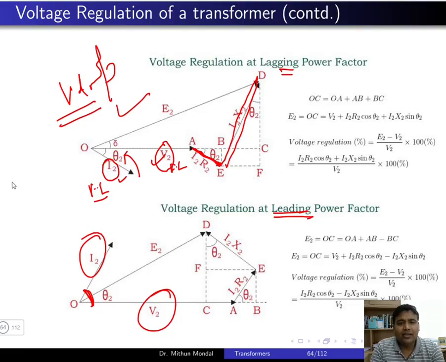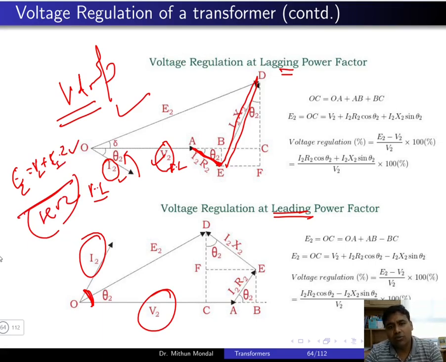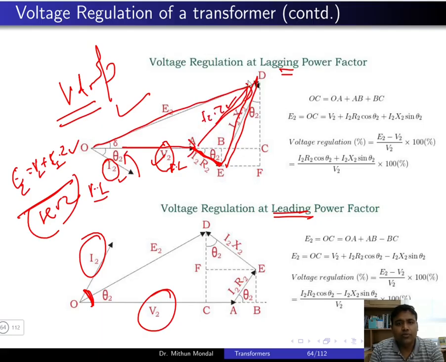And in the secondary, if you write the equation, E2 is equal to V2 plus I2 into Z2. So this equation is the KVL equation on the secondary side of the transformer. So obviously we can find E2 here, because you have V2 and then the total drop I2 into Z2. So here you can get what is E2.